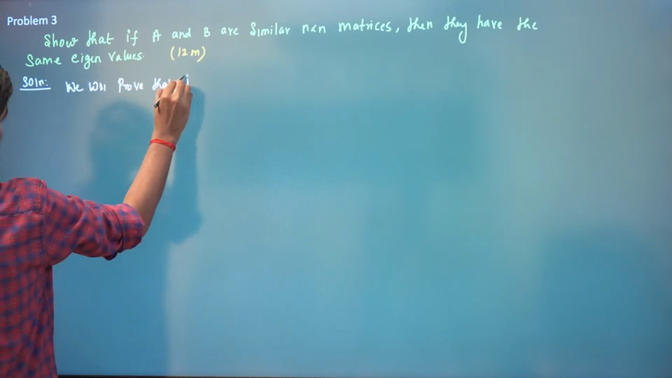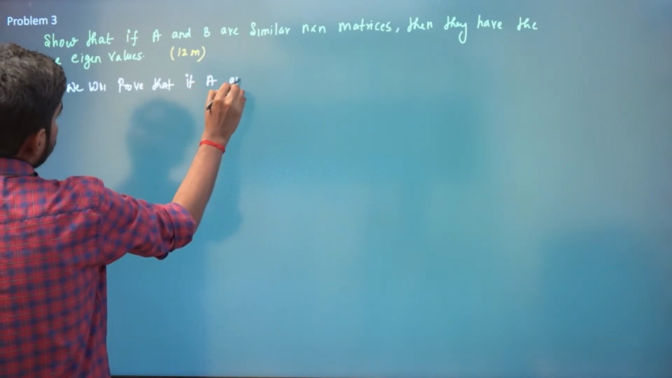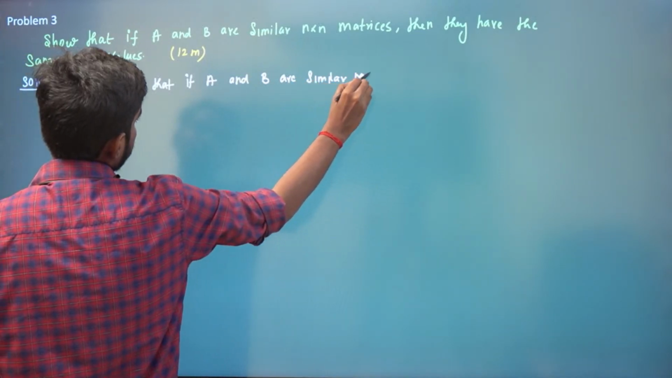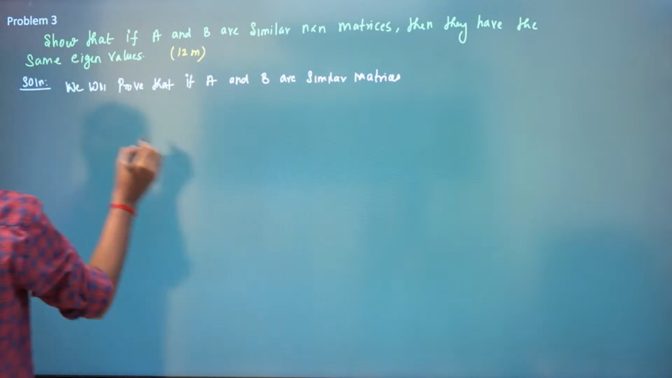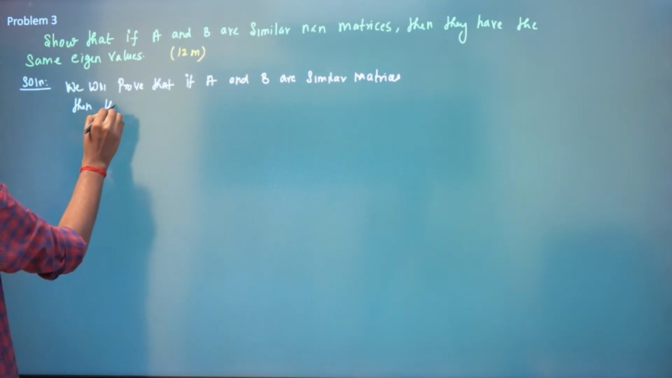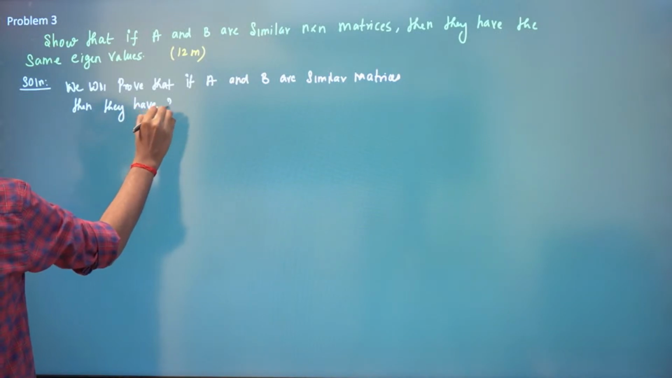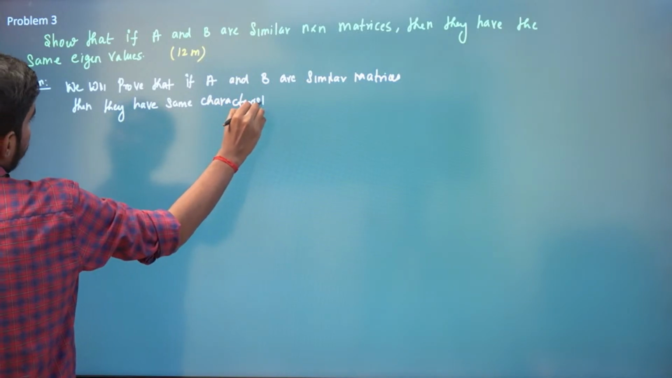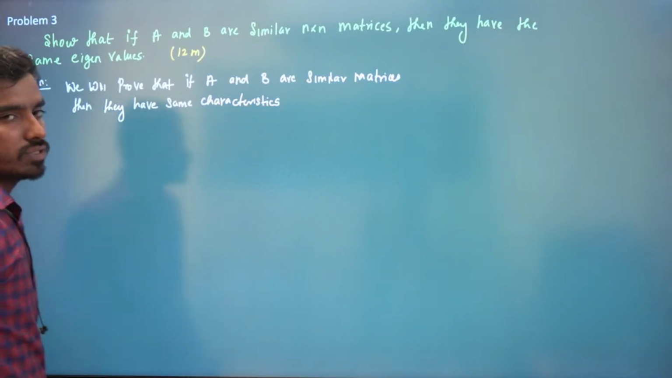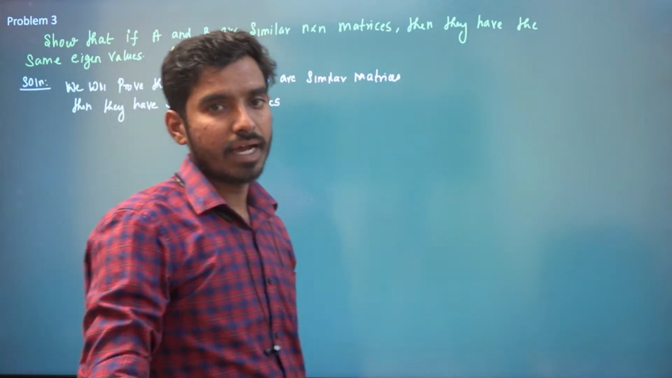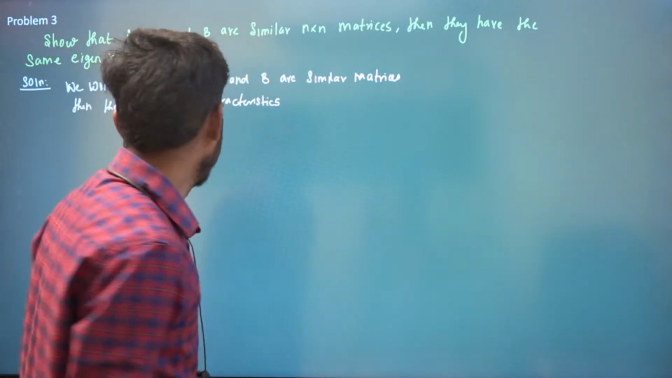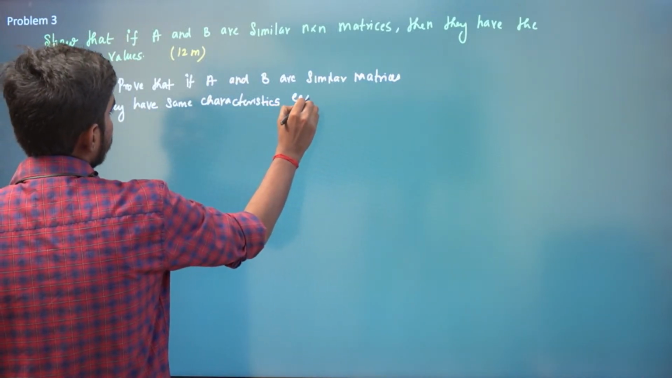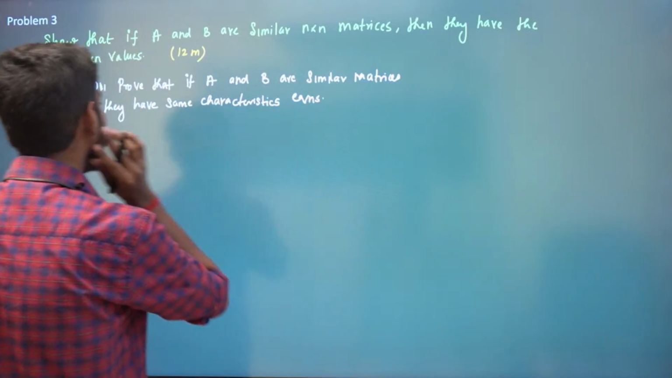we will prove that if A and B are similar matrices, then they have the same characteristic polynomial. If the characteristic polynomials are the same, then the eigenvalues are the same, because eigenvalues are the roots of the characteristic equation. So if the characteristic equations are the same, the eigenvalues will be the same. So we prove that if A and B are similar matrices, then they have the same characteristic equation, the characteristic polynomial.